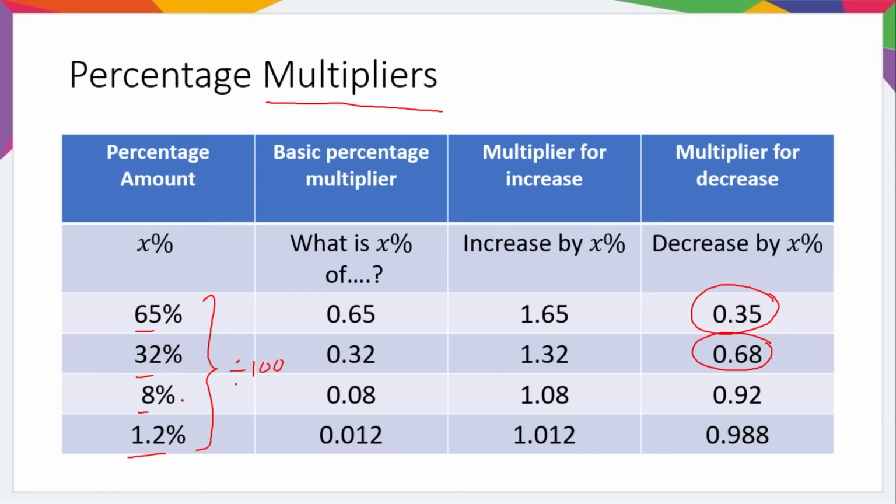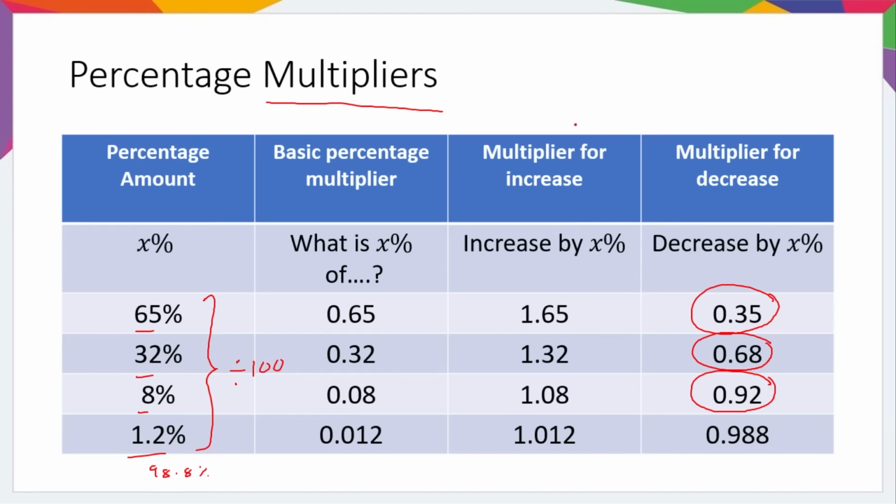100 minus 8 is 92. So if something reduces by 8%, then that means it's 92% of what it was originally. So that's why we're multiplying the total by 0.92. If something is reduced by 1.2%, then 100 minus 1.2 is 98.8. So that means it is now 98.8% of what it was originally. And the multiplier for 98.8% is 98.8 divided by 100, which is 0.988. So make sure you're on top of these.